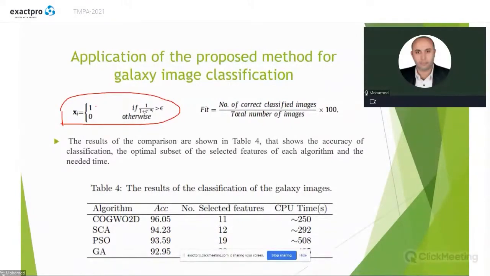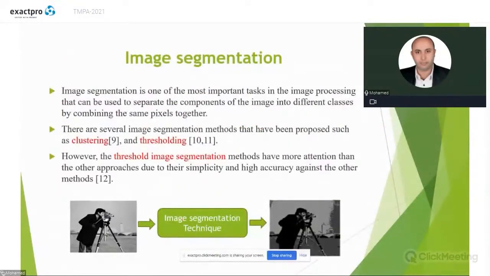To evaluate the performance of the selected features, we're using this fitness function. According to this function, we determine the accuracy of our algorithm and compare the current solution with the other solutions in the same population. From this, we found that the proposed algorithm can get the smallest number of selected features with the smallest CPU time, and also has high accuracy over other algorithms. This is the first application, where we see how we can use meta-heuristic techniques.